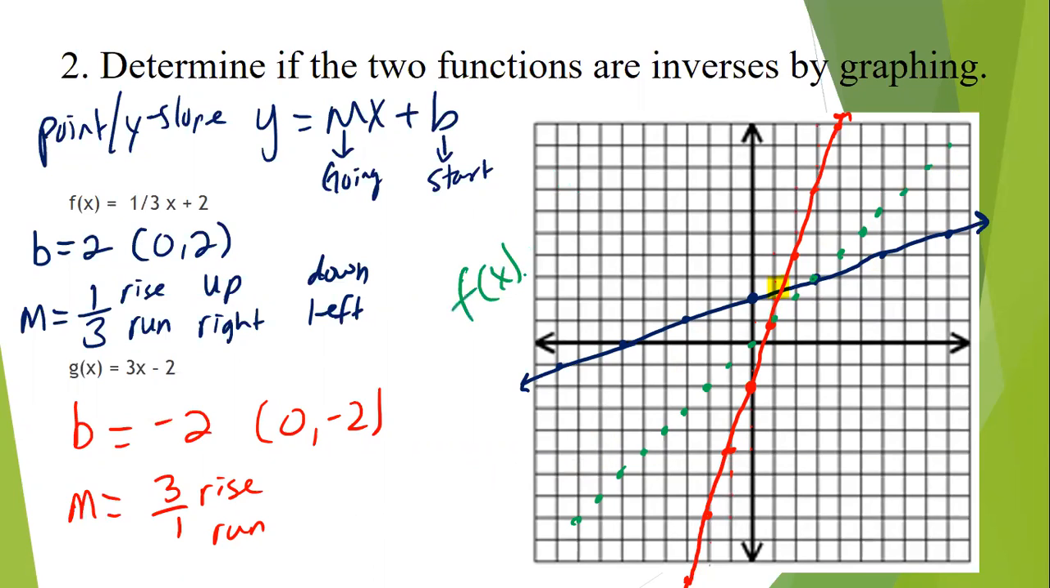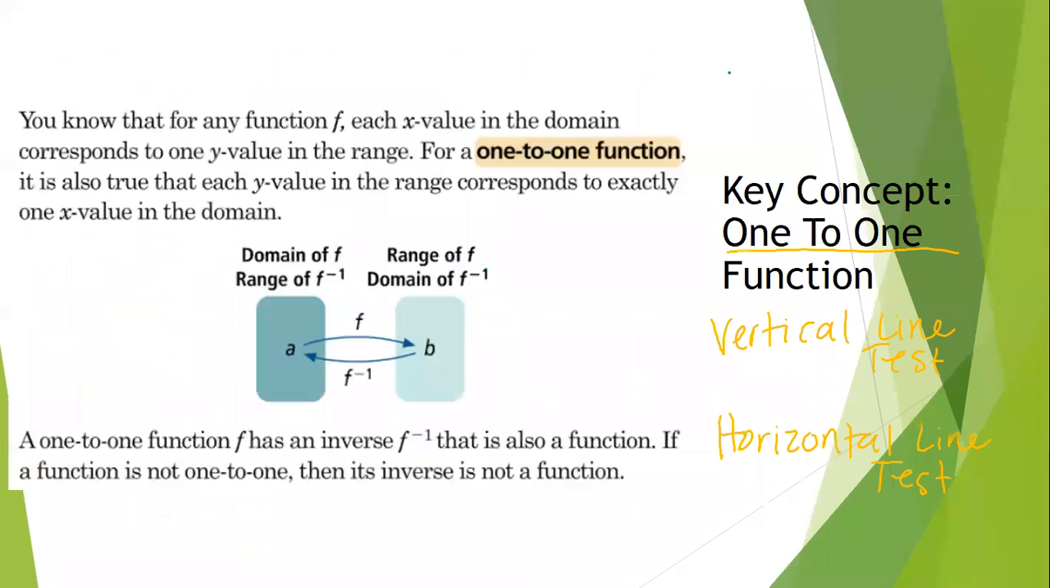F of x and g of x, not inverses. That just means that they're reciprocals. They don't intersect on the green line, the y equals x line. All right, good. Okay, so now we're going to talk about a very important key concept, one-to-one.